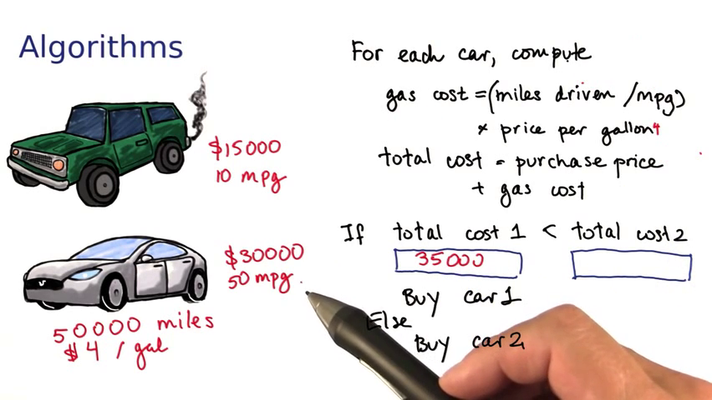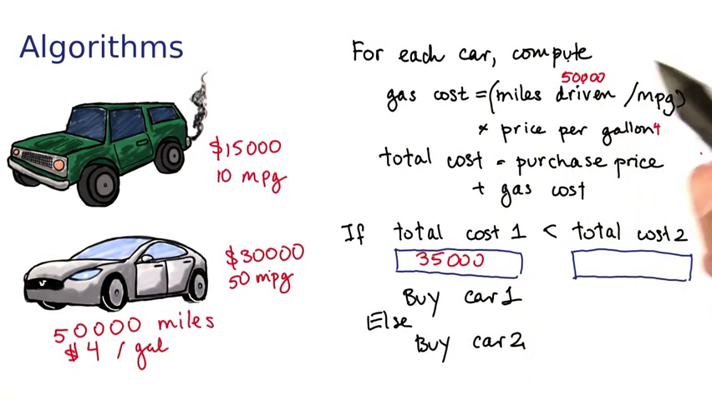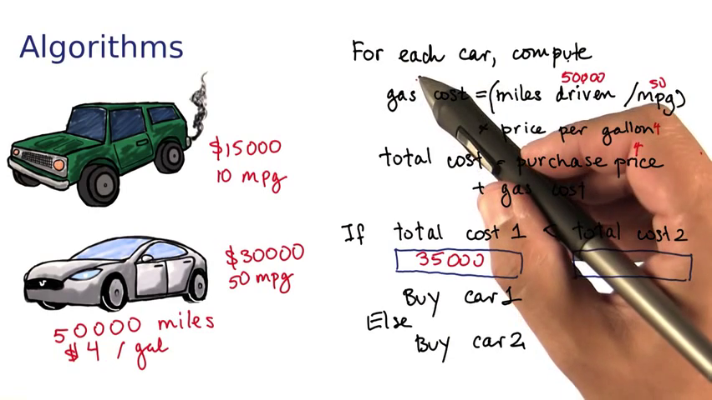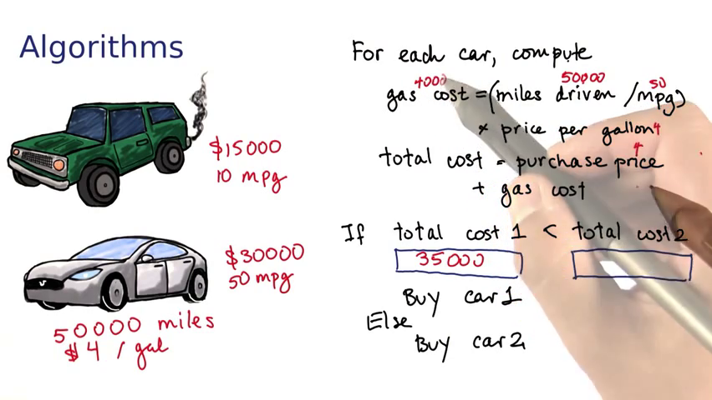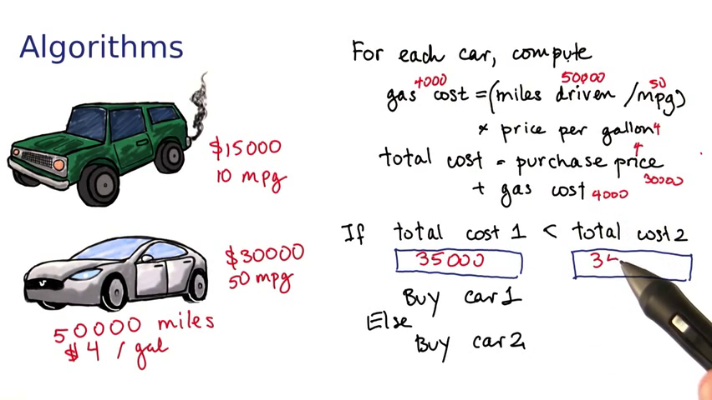With the second car, again we drive 50,000 miles. Now the miles per gallon is 50. 50,000 over 50 is 1,000 times 4, because we have $4 per gallon, is 4,000 for the gas cost. The purchase price was 30,000, plus the gas cost 4,000 gets me to 34,000.